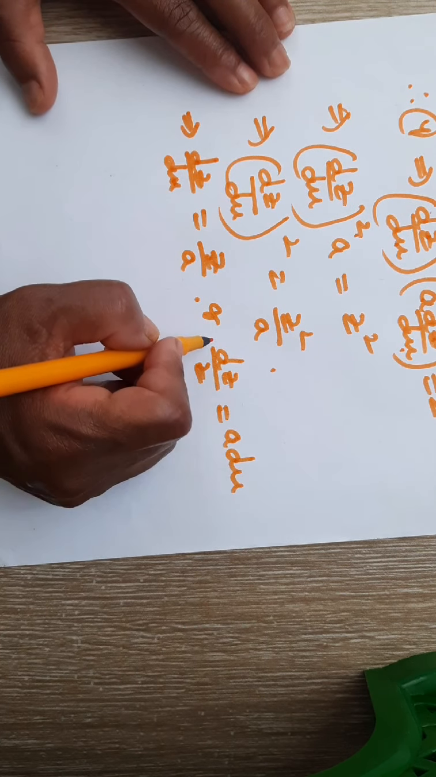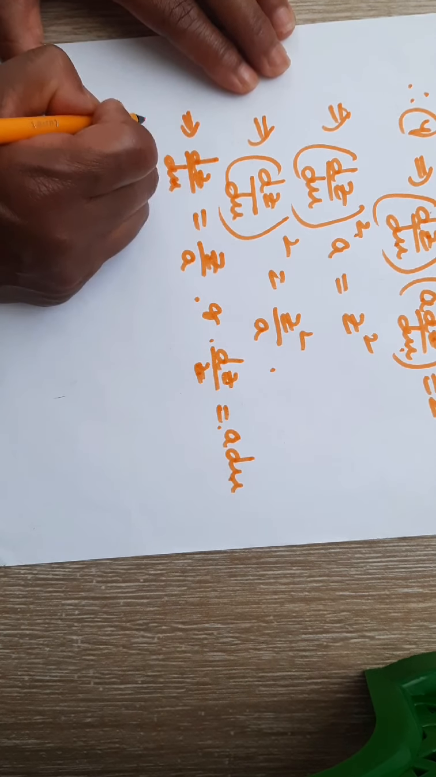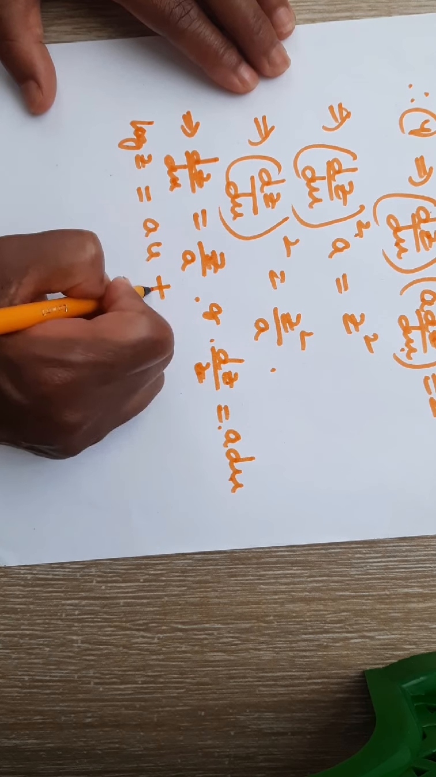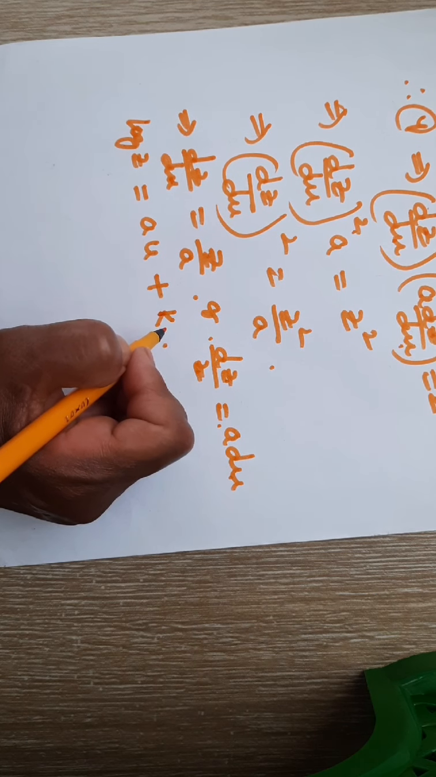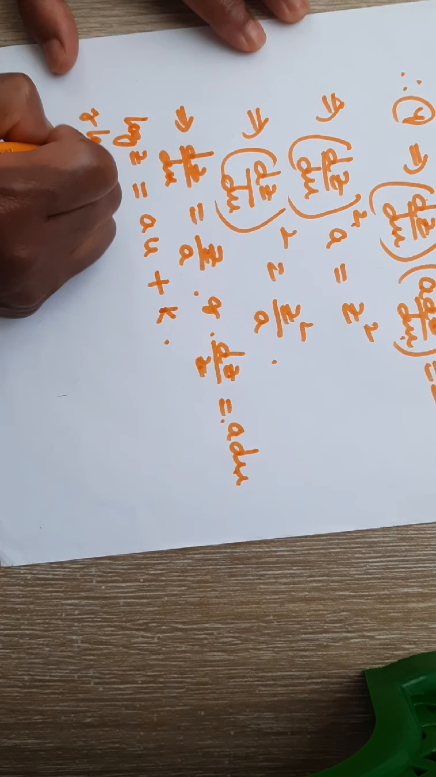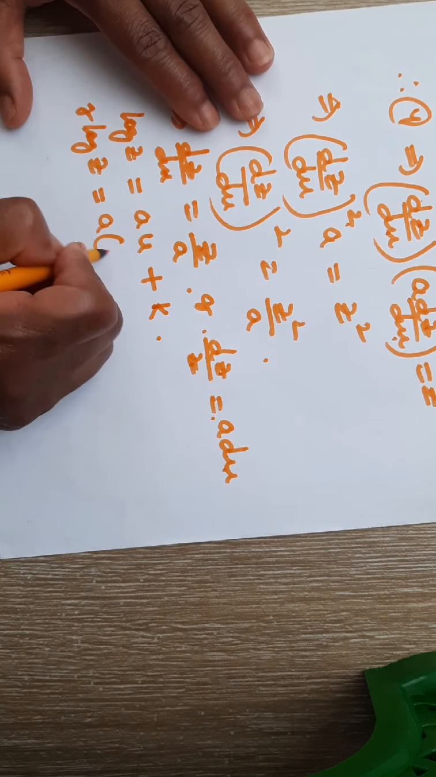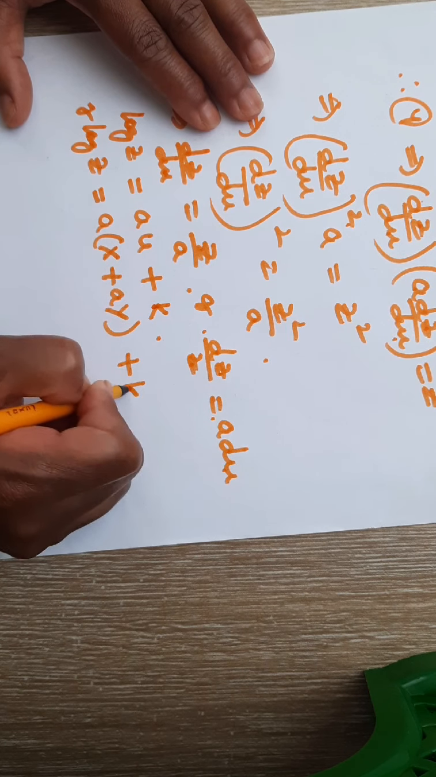Now, which can be easily integrated. So what is the integral of dz by z is equal to a du? It will be log z is equal to a u plus some constant, let me keep it as k. Or log z is equal to a into what is u? It is capital X plus a capital Y plus k.